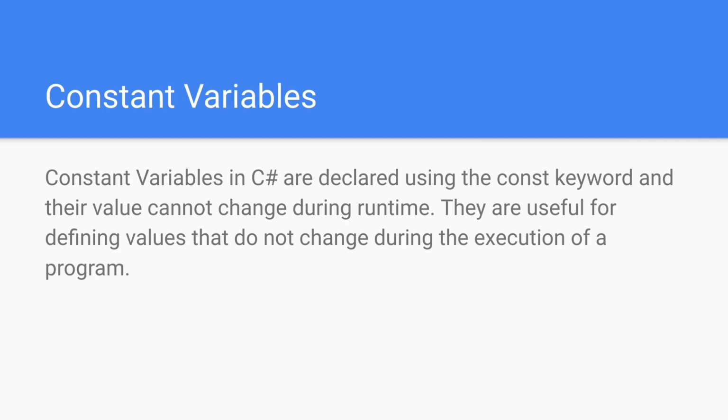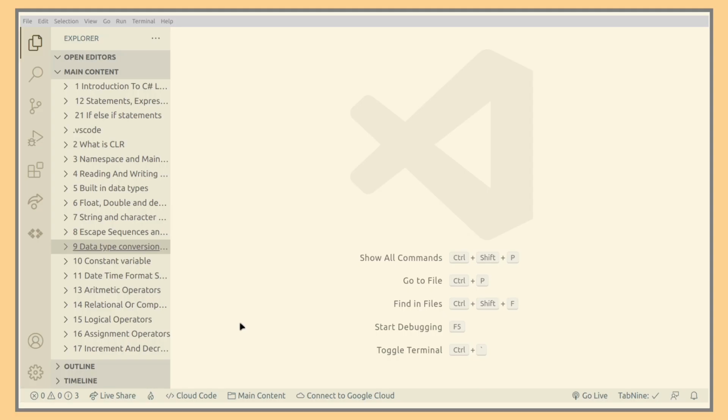For example, if you want to store a value that you do not want to change throughout the program or during the runtime, then you can store that value in a constant variable. So we'll create it in our Visual Studio Code. Let's get started. So I'll go to our Visual Studio.